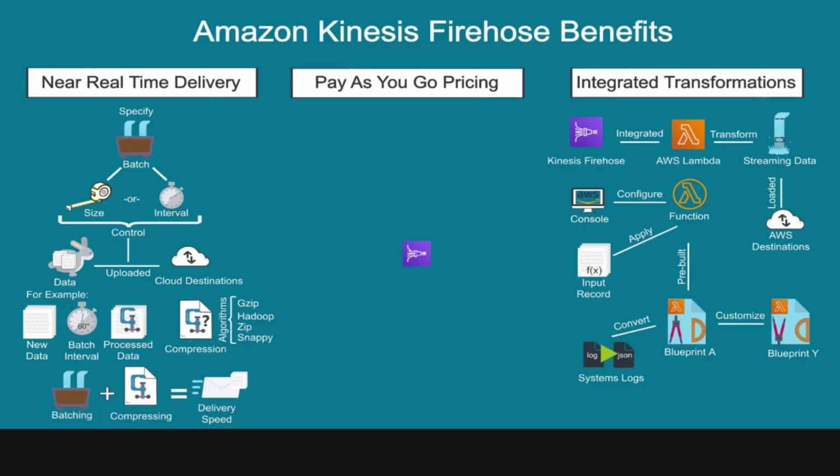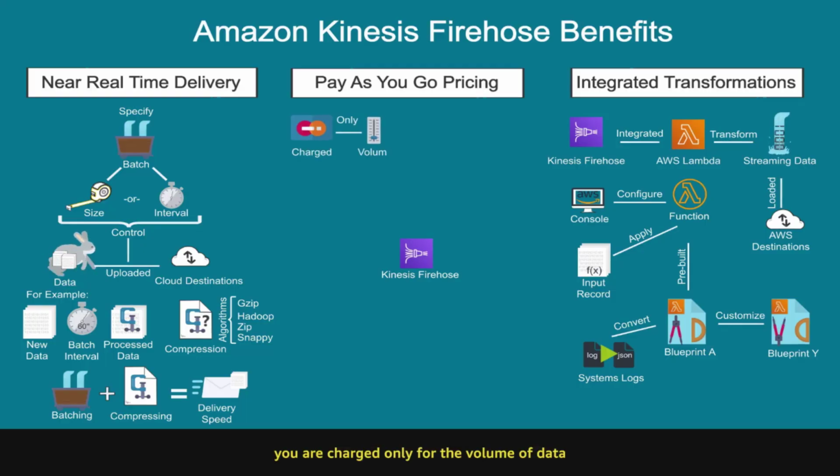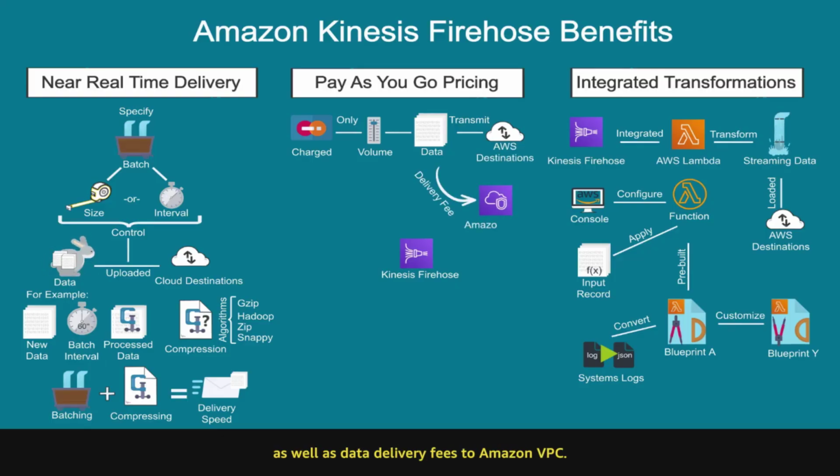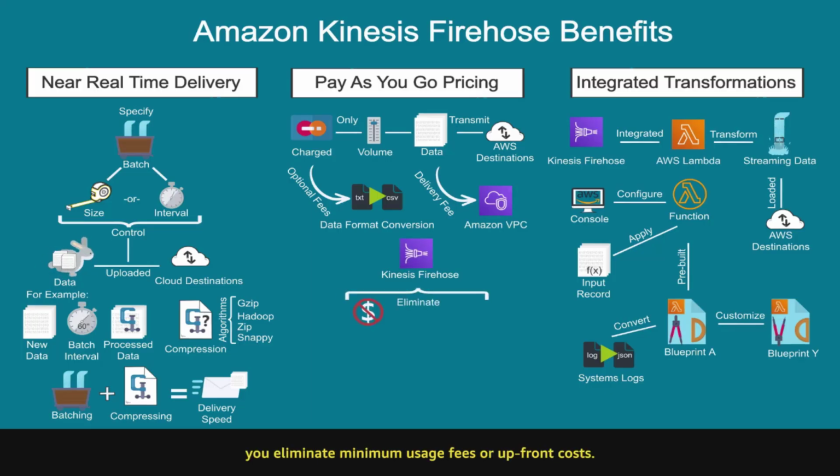Pay-as-you-go pricing. With Amazon Kinesis Firehose, you are charged only for the volume of data transmitted to the AWS destination, as well as data delivery fees to Amazon VPC. Optional fees may apply for data format conversion. With Amazon Kinesis Firehose you eliminate minimum usage fees or upfront costs.